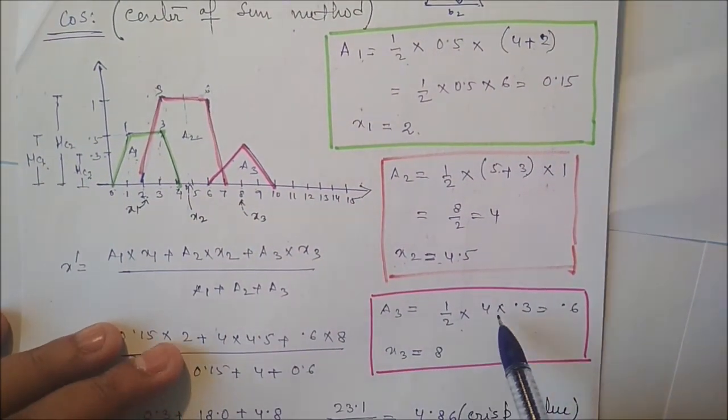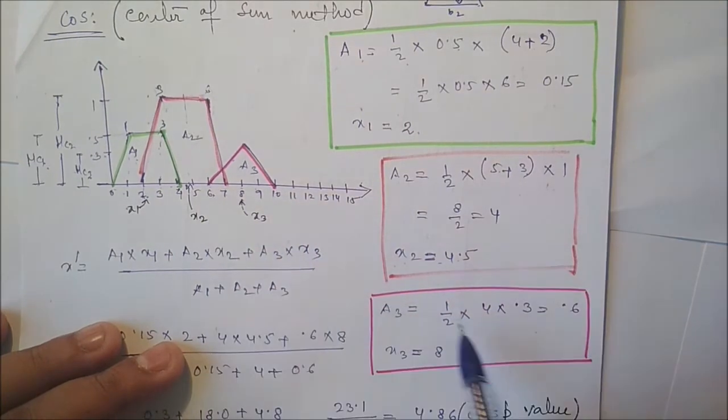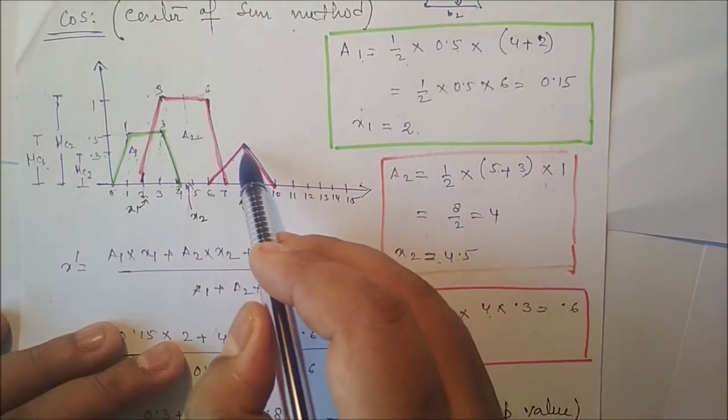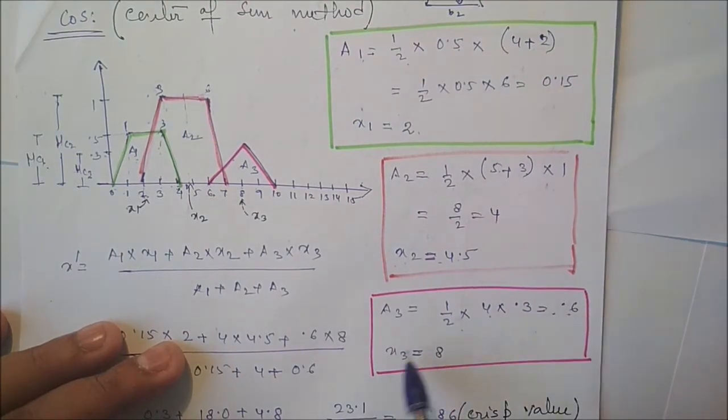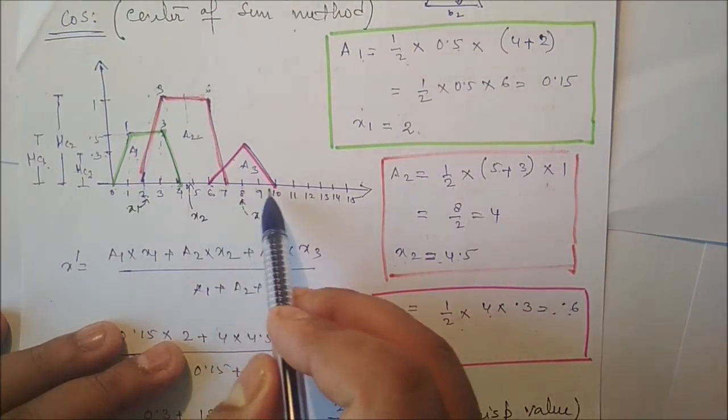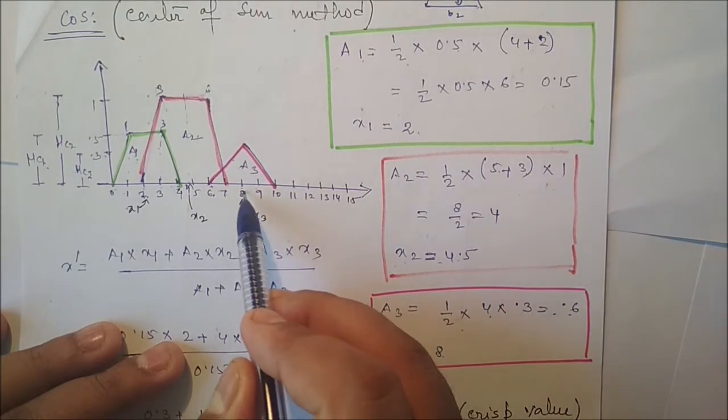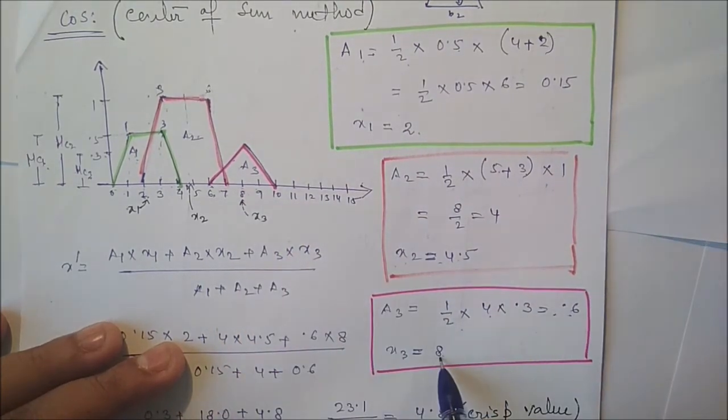So 1 by 2 into the base, which is 10 minus 6, it is 4, into the height, which is the membership value 0.3. So the area is 0.6, and the middle point is 8. Here x3 is the middle point, that is 8. So x3 is equal to 8.